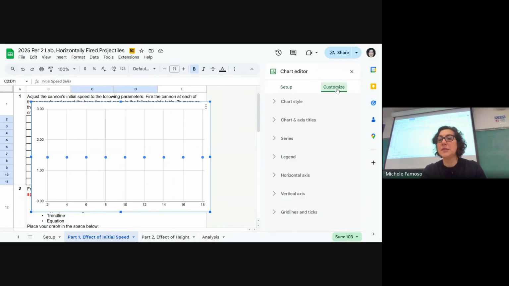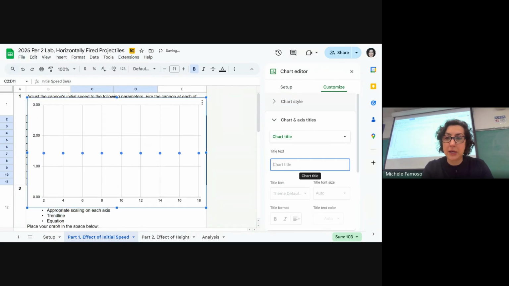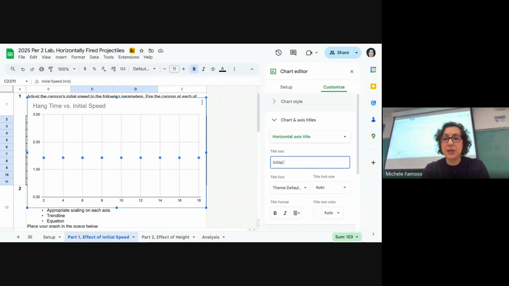Okay, please go to your Customize section. We have to add titles to our chart and axes. So select the submenu Chart and Axis Titles, please. For the chart title, this is a graph of, and I put it in red, hang time versus initial speed. Hang time versus initial speed. Okay, select your down arrow. Let's go to the horizontal axis title. This is initial speed in meters per second.